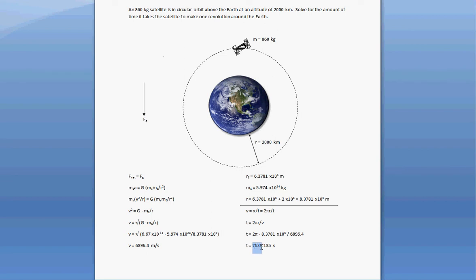So this is our answer here, but it's not very common to leave an answer like 7,600 seconds, because who knows what that is. So we're going to put it in something more familiar. There are 60 seconds in a minute, so I'm going to divide that by 60 to determine the minutes, and then divide by 60 again to determine the number of hours, because there are 60 minutes in an hour. That comes out to 2.12 hours for the satellite to make one trip around the Earth.